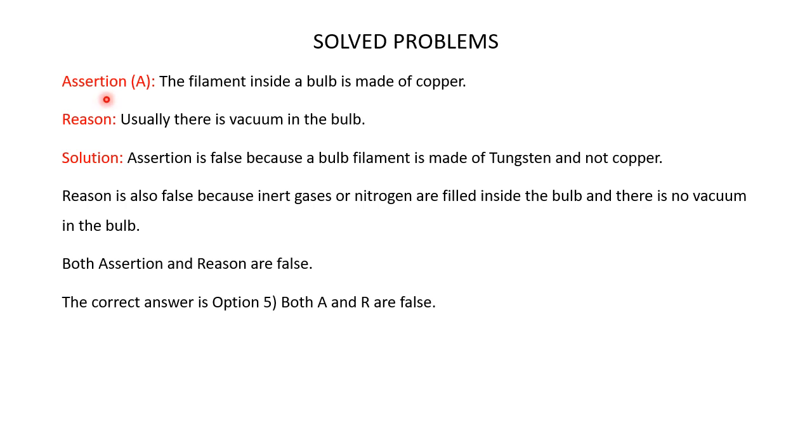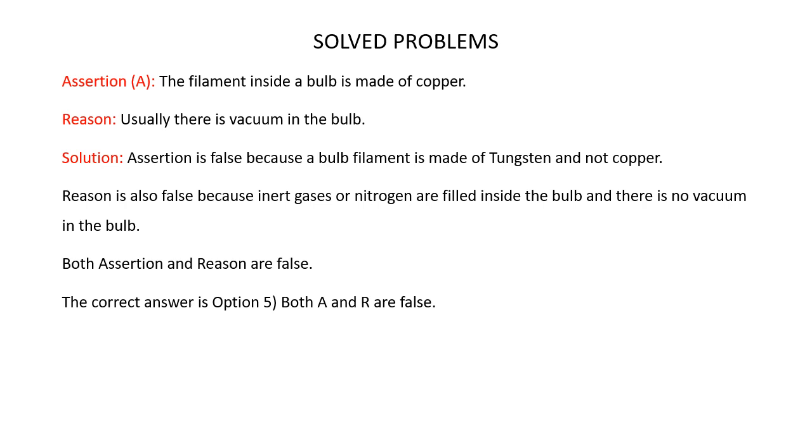Assertion: The filament inside a bulb is made of copper. Reason: Usually there is a vacuum in the bulb. Now the assertion says the filament inside a bulb is made of copper. This is false because a bulb filament is made of tungsten and not copper.